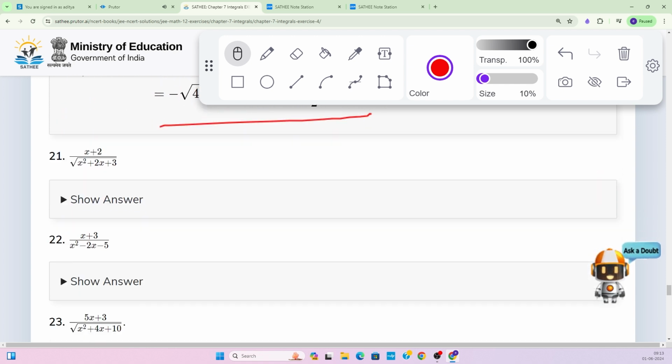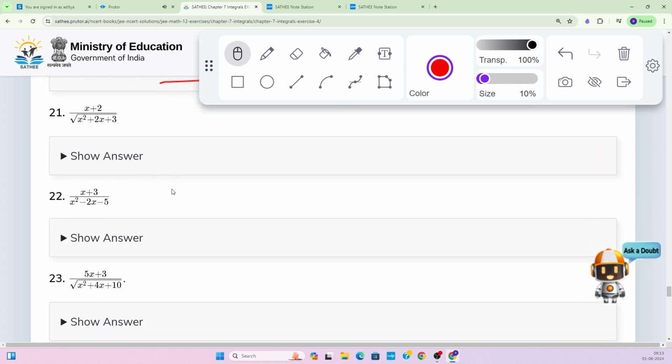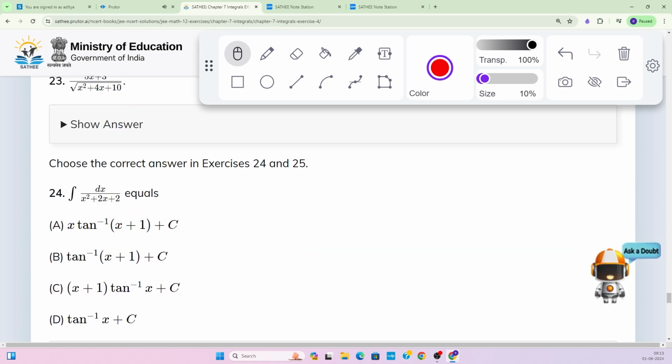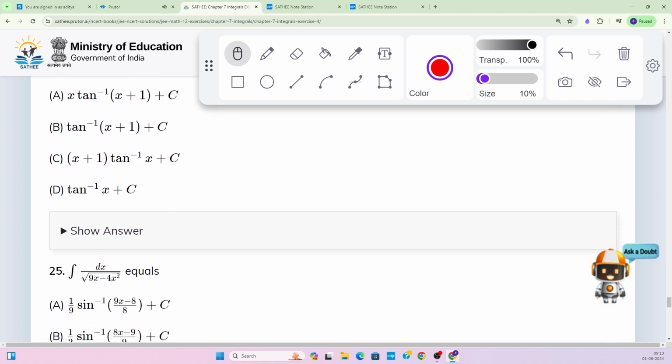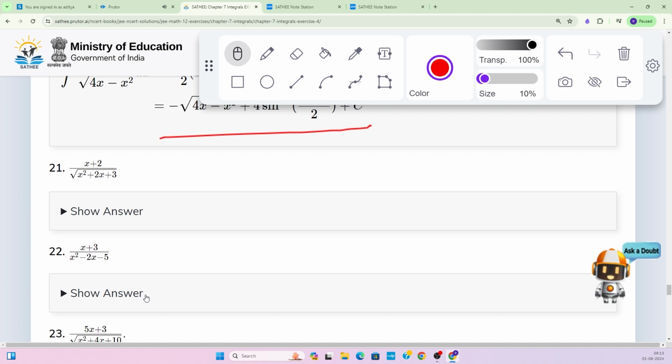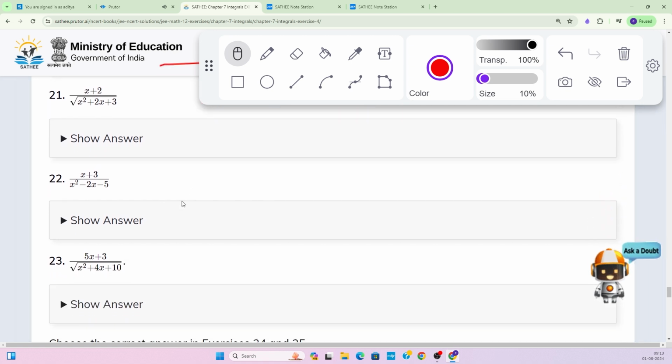Let us move on quickly. Problems 21, 22, 23 and 24, and also 25 are now left. We will see the solutions for these problems in the upcoming session, as we do not have the required time to solve them now. We will be back with these remaining problems. Thank you all.